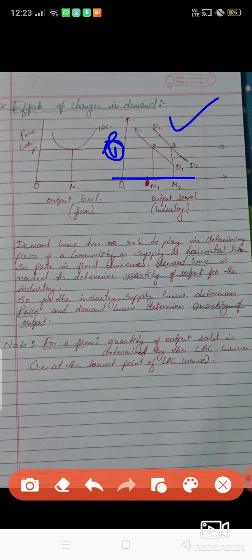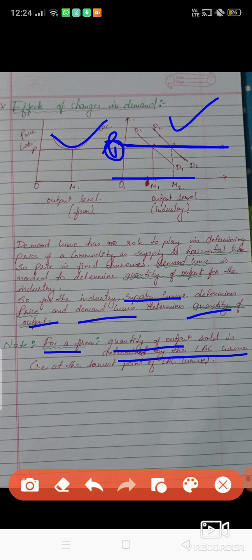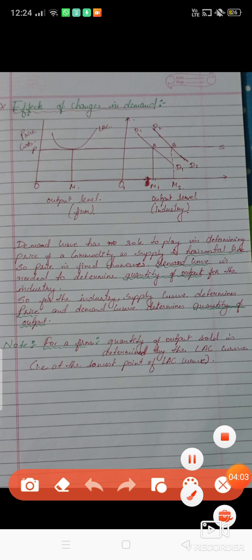For the industry, the supply curve determines prices. With the help of the supply curve we can know about the prices, and the demand curve helps to determine the quantity of output. For a note, for a farm the quantity of output sold is determined by the LAC, the long run average cost. So long run average cost helps to determine the quantity of output in the case of a farm, but in the case of the industry, demand helps us know the output level.